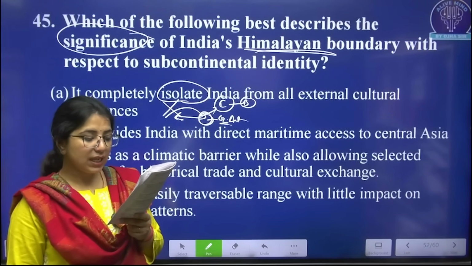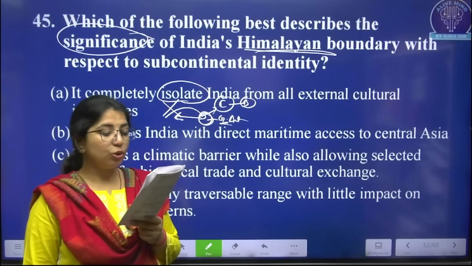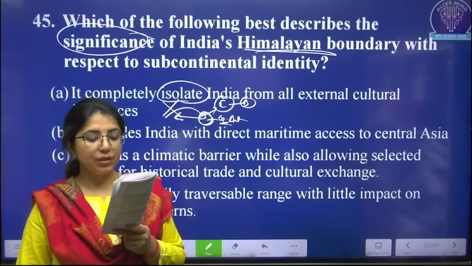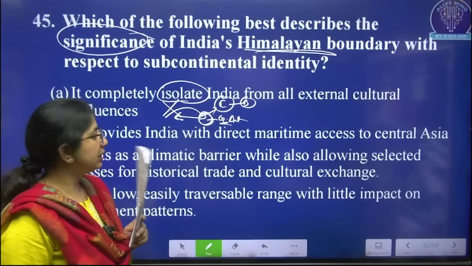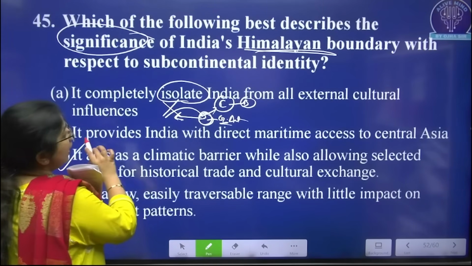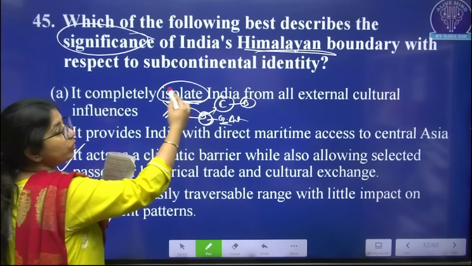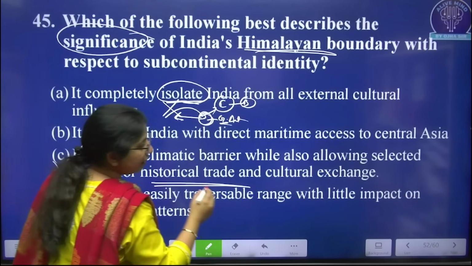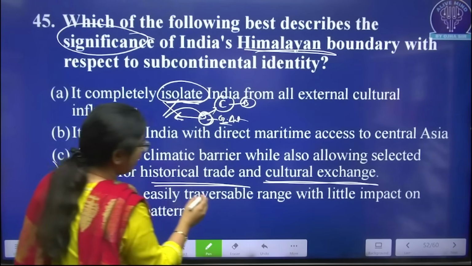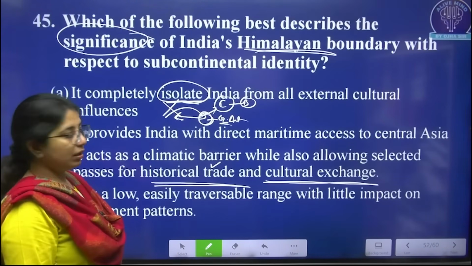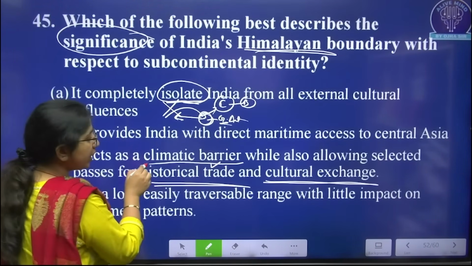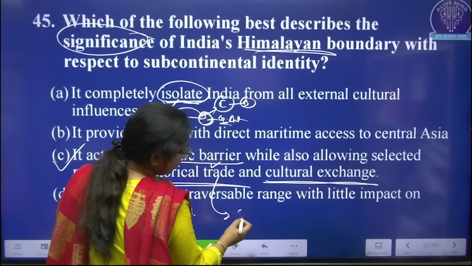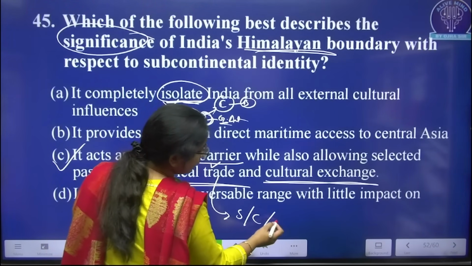It acts as a climatic barrier while also allowing selected passes for historical trade and cultural exchanges. See, here they are saying that it is isolated from any cultural exchange. Here they are saying identical terms, cultural exchanges are there and trade is also being done. Why? And there it is also acting as climatic borders. What things they used to trade? Things like silk, things like cotton, things like spices.